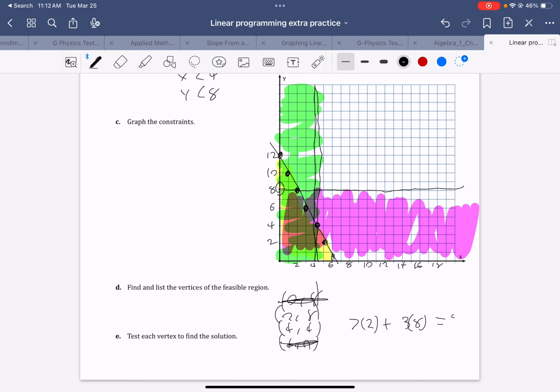is 38. And then 4 comma 4 is 7 times 4 plus 3 times 4, which is 28 plus 12. 28 plus 12 is 40 games. So therefore, the 4 and 4 option is going to maximize the amount of games they can go to. So buying 4 of bundle A and 4 of bundle B satisfies all of our constraints and allows them to go to 40 games. So that would be our final answer.